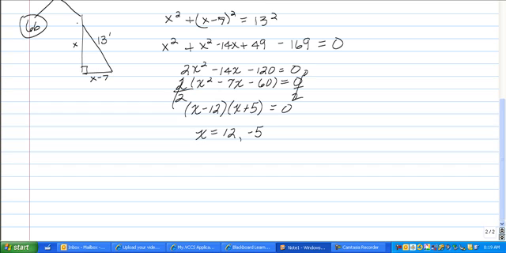It doesn't make sense for this distance to be negative, so it's going to be 12 feet. In this case they ask us how far the bottom of the ladder is from the house. So we have the 12 feet right here. 12 minus 7 would give us 5 feet. So that's the answer they are actually looking for.